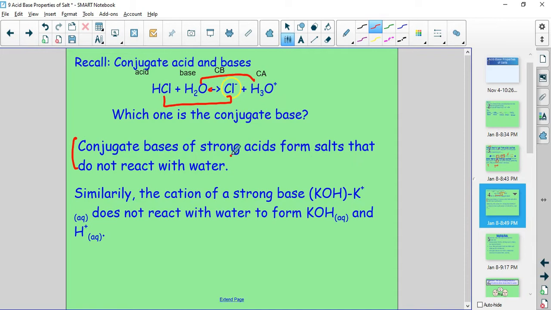More on this in just a bit, but not all anions, or salts, conjugate bases from strong acids, will react with water. So they can be neutral. Similarly, the cation of a strong base, let's say potassium hydroxide, and the cation here is potassium, does not react with water in the way that I showed you in the past. So again, more on these two. Hopefully that wasn't too confusing, but more on these two in just a bit.